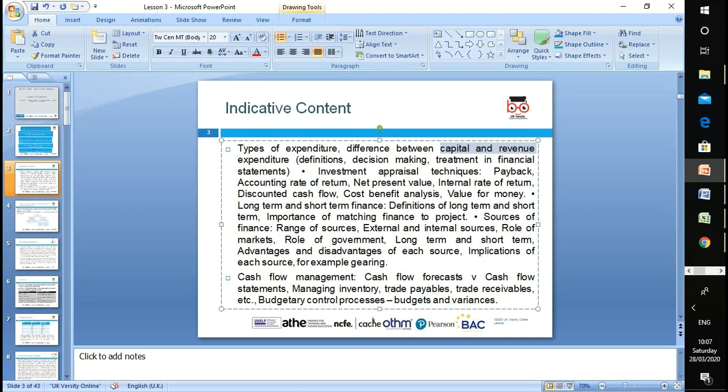Yes. Okay. So capital is long term, revenue is short term, which every year goes in the profit and loss account. And capital expenditure goes in the balance sheet. Those are our assets. Money spent on our assets.